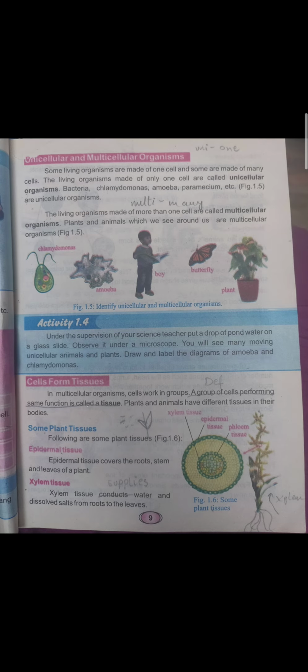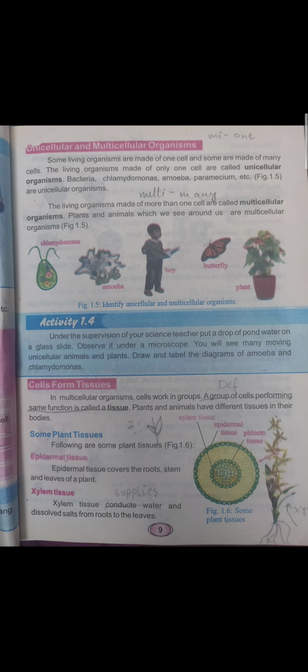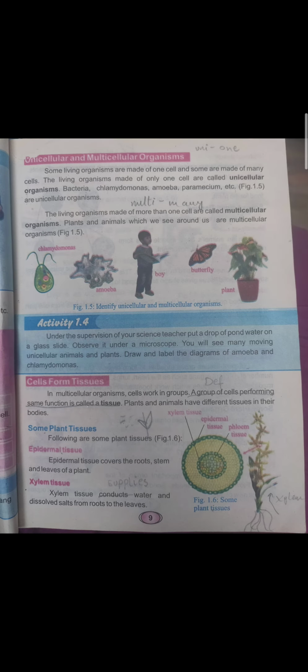Next is unicellular and multicellular organisms. Uni means one and multi means many. Usually you have said, "give me multicolored bangles." Multicolored bangles means differently colored bangles. Multi means many. Some living organisms are made of one cell and some are made up of many cells. For example, bacteria, Chlamydomonas, amoeba and paramecium are unicellular organisms.